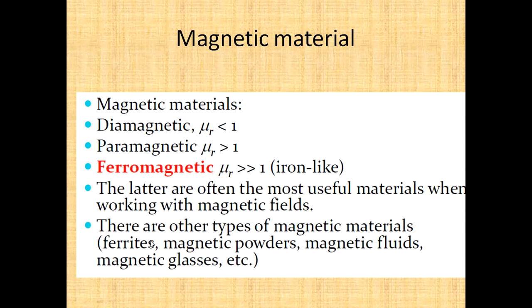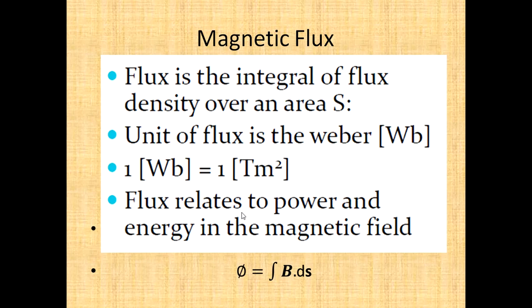There are different magnetic materials: diamagnetic material, where mu r is less than 1; paramagnetic material, where mu r is 1; and ferromagnetic material, where mu r is much greater than 1. Iron-like materials are ferromagnetic. Ferromagnetics are the most useful materials when working with the magnetic field. There are other types of magnetic material also, such as ferrites, magnetic powders, magnetic fluids, and magnetic glasses.